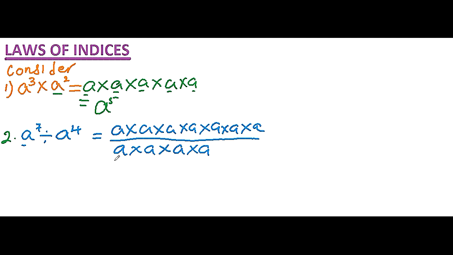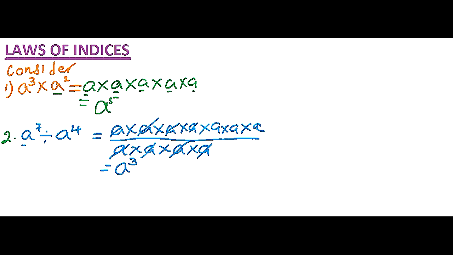Since a is common, we can divide a by a, and we get 1. So we will be left with 1, 2, 3, which is equal to a to power 3.